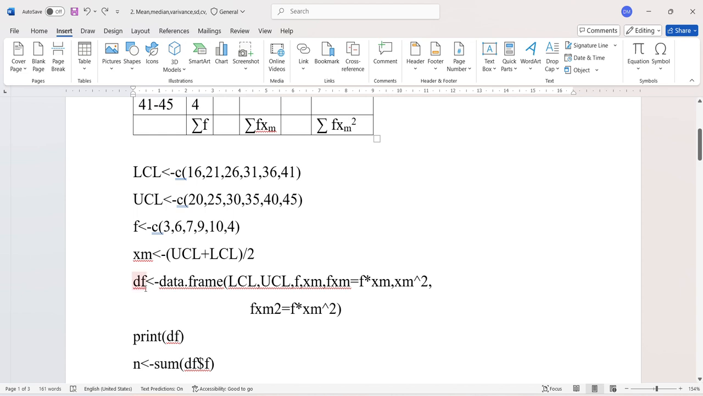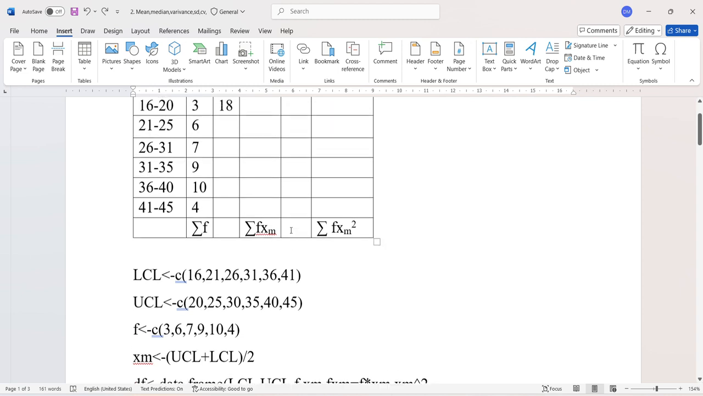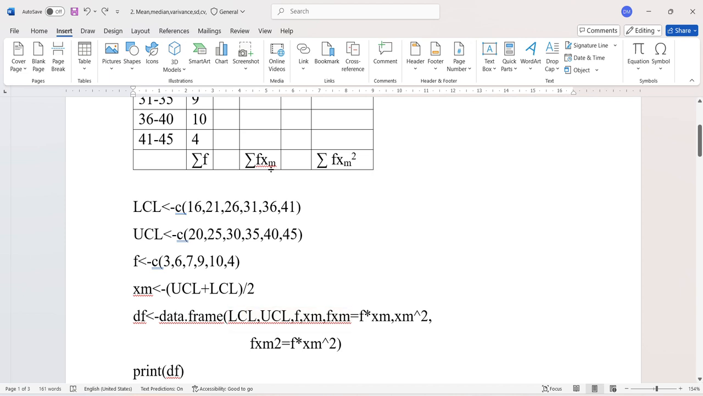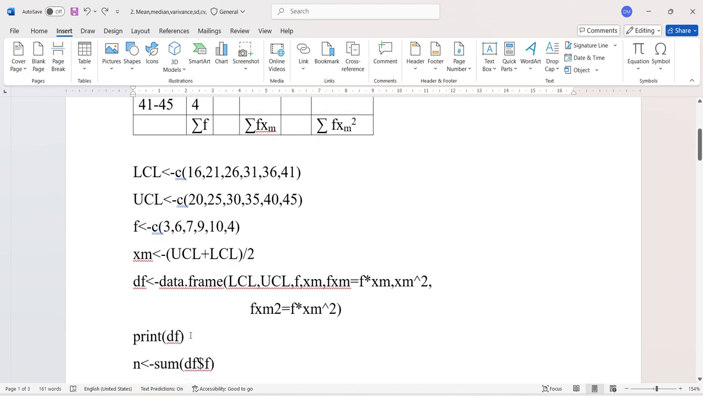Now let us come to the data frame operation. I named the variable df. Df is given by data dot frame of LCL, comma, UCL, comma, F, comma, XM, comma, and so on. These are all the columns which are there in the table. LCL is of course the class interval. Frequencies we have written. XM is one column. F into XM is given by F star XM. XM square means XM hat 2. Fxm square is F star XM square. This is the data frame we have to construct. And then when you say print df, you will get the data frame. Let us look at that now.